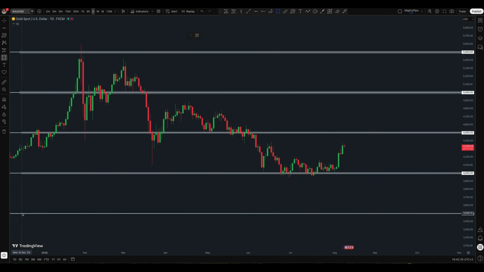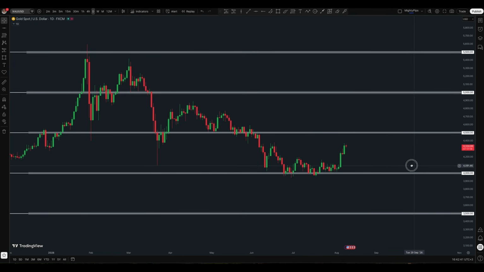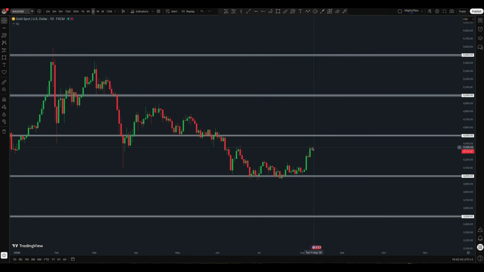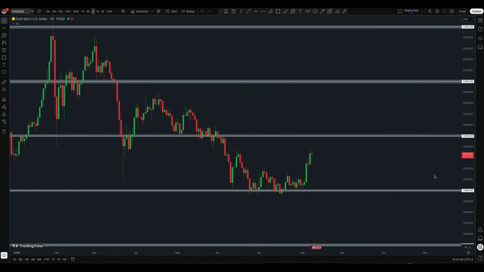Let me just put this one here, then we can move on to the next analysis. So these are the psychological levels on gold. What we're looking at is that we have a gap to the next psychological level, so we assume that gold is going to cover that gap to reach 4,500. That's on a daily chart. So our bias on a daily chart based on psychological levels is bullish, right?